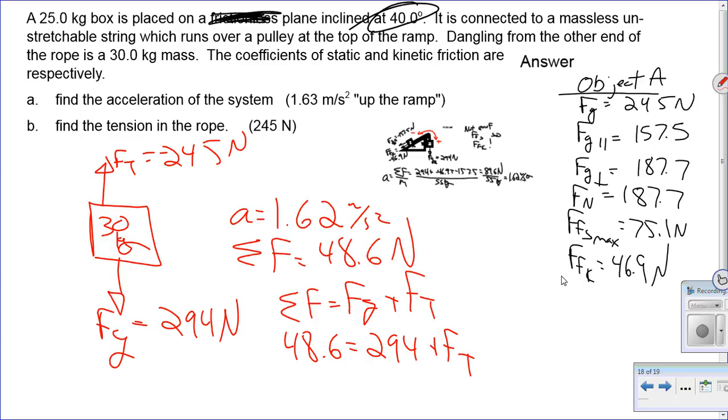Cool? All right. Did you just choose B? Yeah, we could have just done object A. I chose B just because it didn't need to worry about friction. It was easier. It was less to worry about.